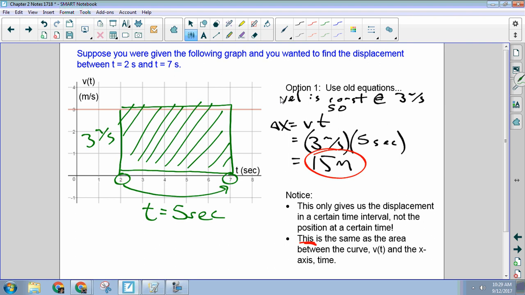Make sense? As we move forward, we're going to make a connection between integrals and the area between the curve and the horizontal axis. That's what the integral conceptually means. It gives you the area between the curve and whatever your horizontal axis is. For us, that'll almost always be time, with one exception. Follow? Okay, so let's do another example.